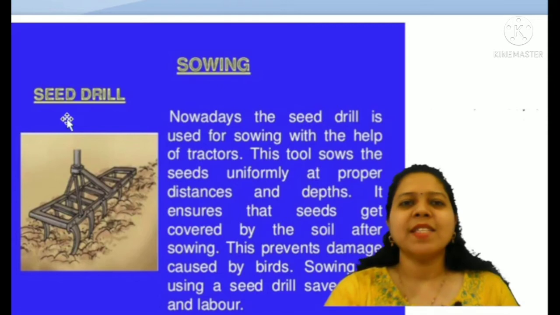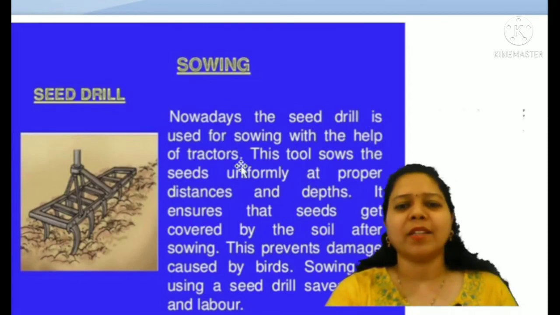Nowadays, we are using a seed drill to sow the seed. The seed drill is used for sowing with the help of tractors, and this tool sows the seed uniformly at proper distances and depths. It ensures that seeds get covered by the soil. After sowing, this prevents damage caused by birds. Sowing by using a seed drill saves time and labor.